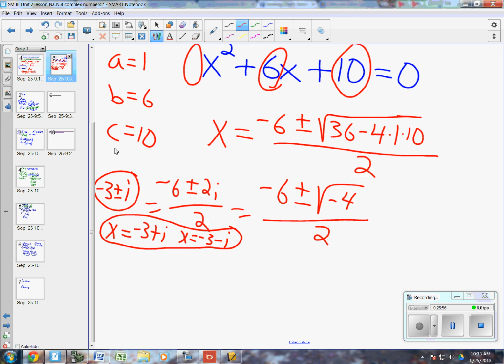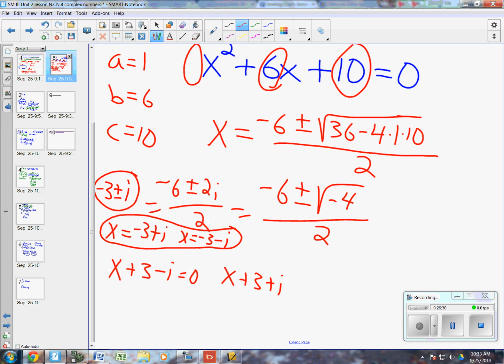If we take this equation, x equals negative 3 plus i, and get everything on the same side of the x, if we move everything to the left side, what would we get? x plus 3 minus i equals 0, right? What would we get for the other one? x plus 3 plus i, right? That's what I would get.